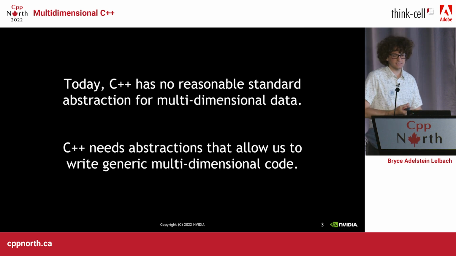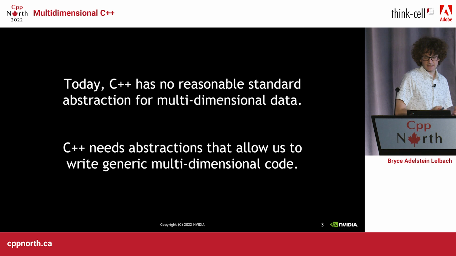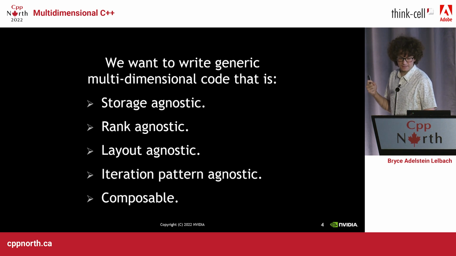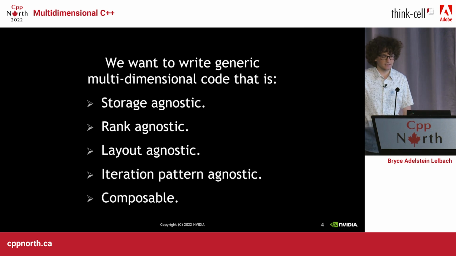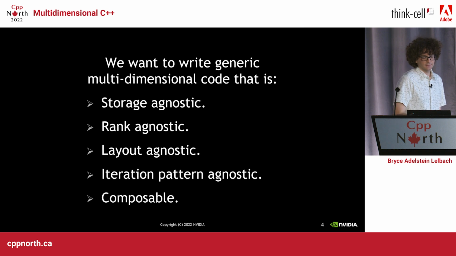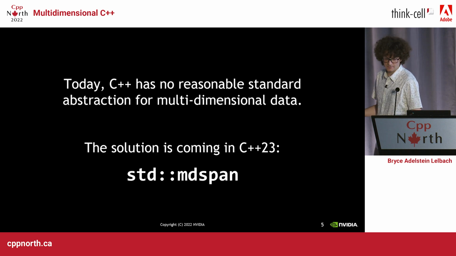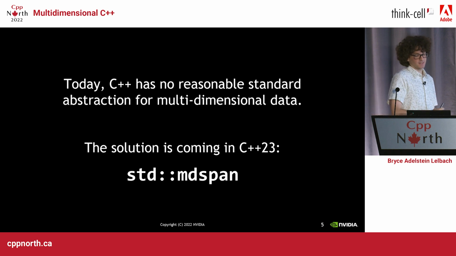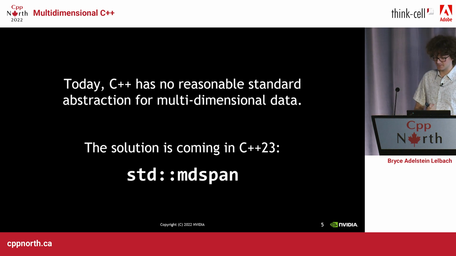So C++ needs abstractions that allow us to write generic multidimensional code. And by that I mean we want to be able to write code that is storage agnostic, rank agnostic, layout agnostic, iteration pattern agnostic, and composable. So that's why we've introduced mdspan, a multidimensional span type in C++23.